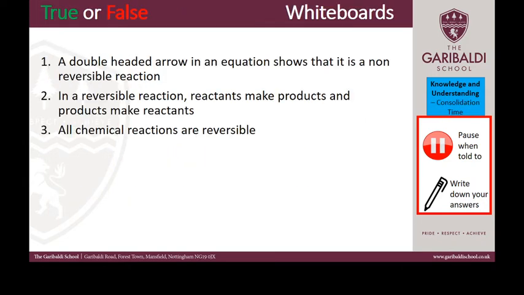Okay, on your whiteboards, let's just have a little quiz to make sure that you really understand this topic. I would like you to write number 1, true or false, number 2, true or false, number 3, true or false. So pause the video, write down your answers, and then we will check them. So pause now.